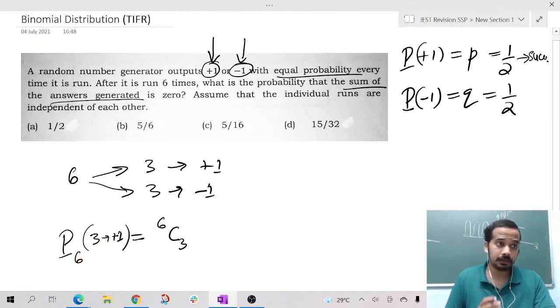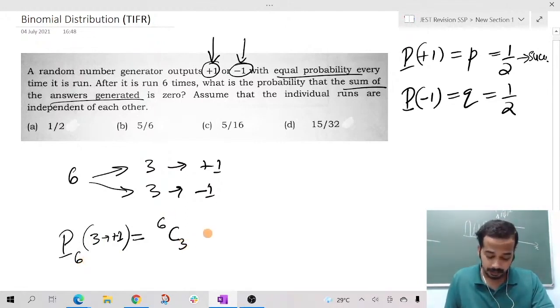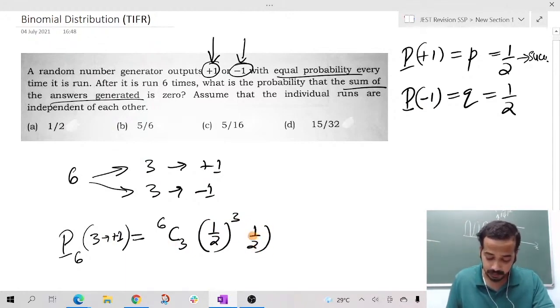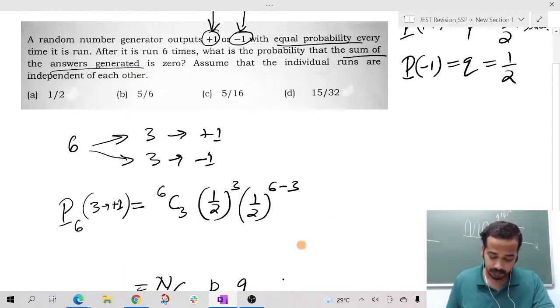Exactly 3 plus 1 means probability of getting 3 plus 1 and 3 minus 1, because you are talking about 6 outcomes here, okay? 6C3, you can write the probability of getting plus 1, that is equal to half raised to 3, and probability of getting minus 1, that's also half raised to 6 minus 3. 6 minus 3 is 3 again. What is this value? Can you quickly tell me?